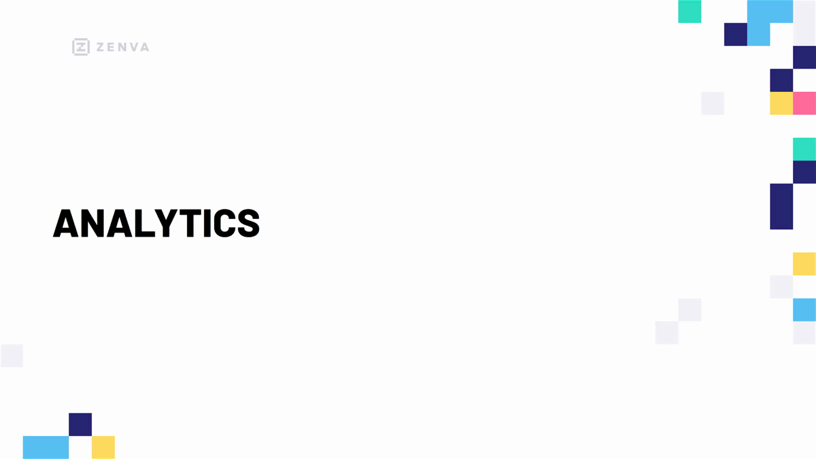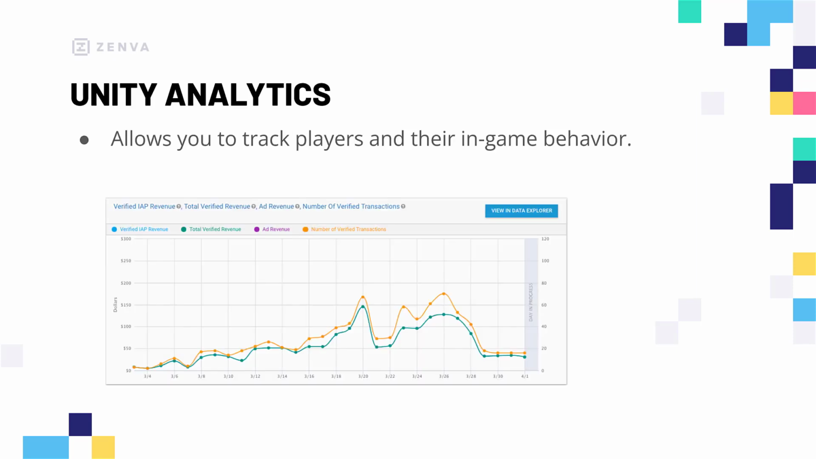Hey everyone, in this lesson, we are going to be looking at the analytics service that Unity provides. Now, Unity Analytics basically allows you to track players and their in-game behavior. This is really good if you want to test certain aspects of your project, or if you just want to gain information, for example, about monetization.